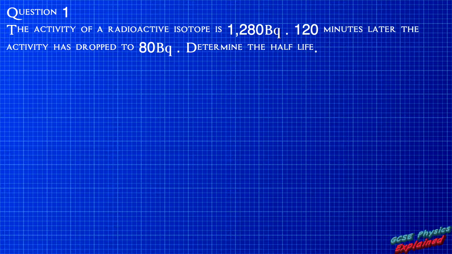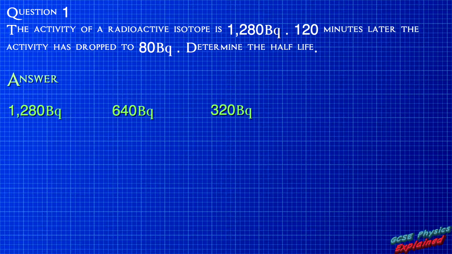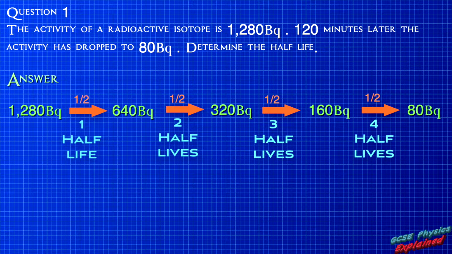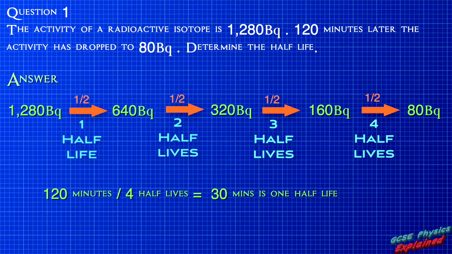And here's the answer. I like to set these kind of questions out like this. Start with 1280 becquerels and keep halving it until you get down to 80 becquerels. You have to halve it 4 times, so that means there are 4 half-lives in 120 minutes. Divide 120 minutes by 4, and that determines the length of one half-life, which is 30 minutes in this example.